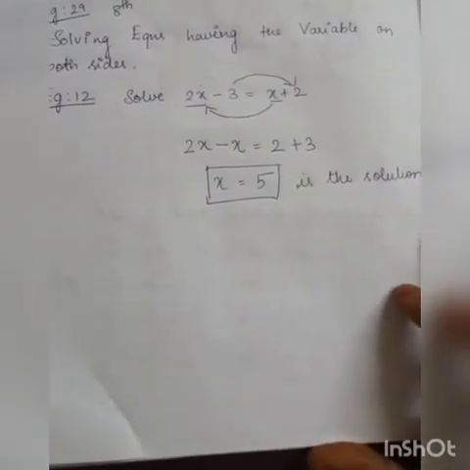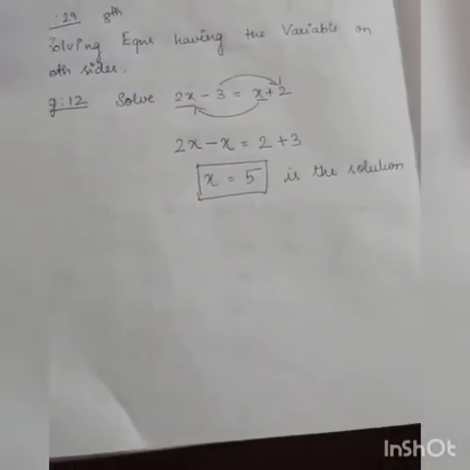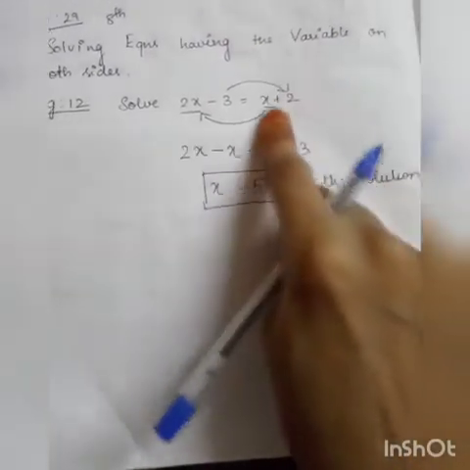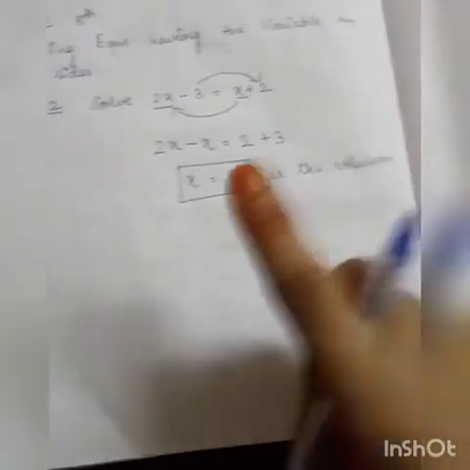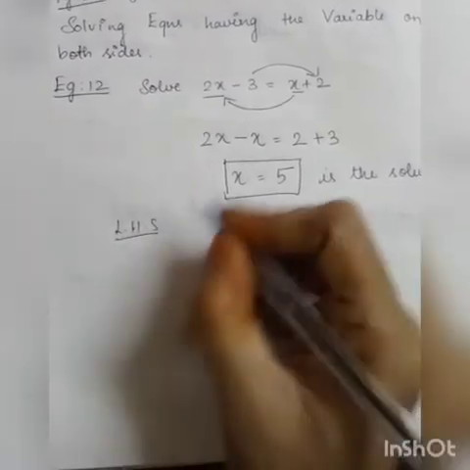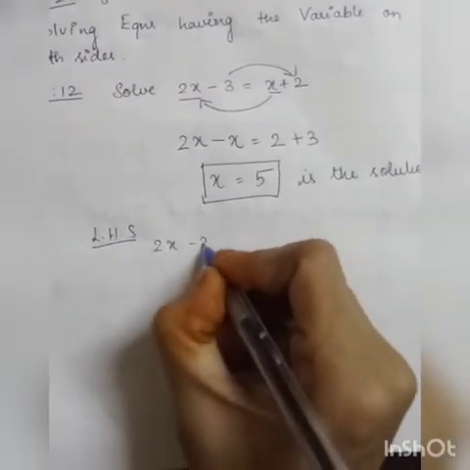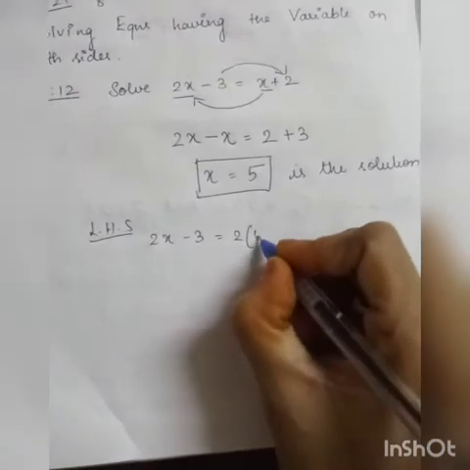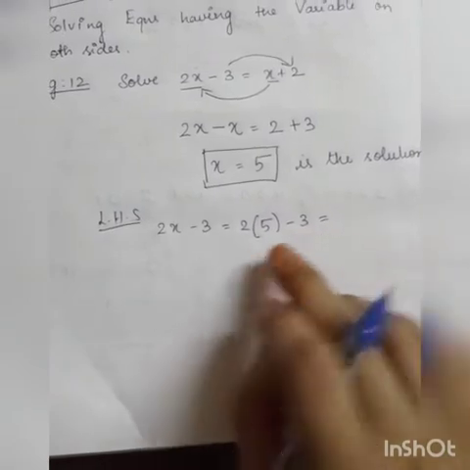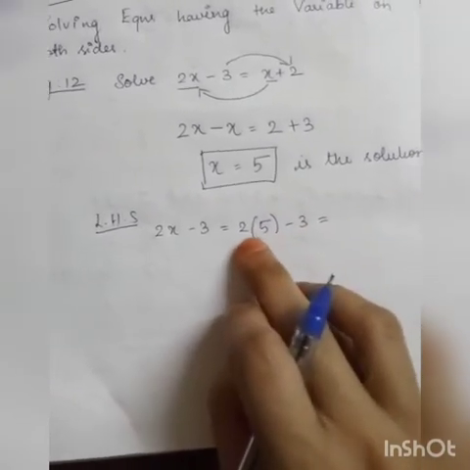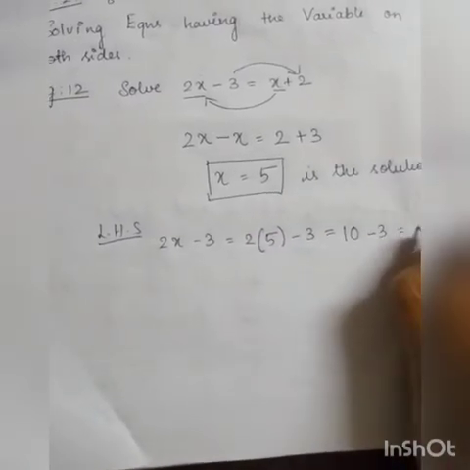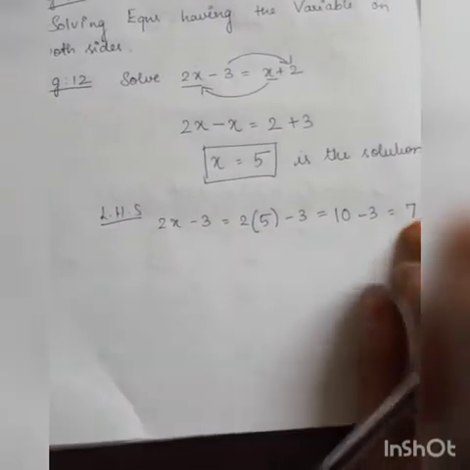How will we verify usually? LHS, RHS. I will substitute the x value in LHS and find the answer. I will substitute the x value in RHS and find the answer. If both the answers are the same, then the solution is correct. So shall I take LHS? What is my LHS? 2x minus 3. 2 into x value, which is 5, minus 3. First we should do the multiplication inside the bracket. 2 5s are 10 minus 3. 10 minus 3 is 7. So the LHS value is 7.